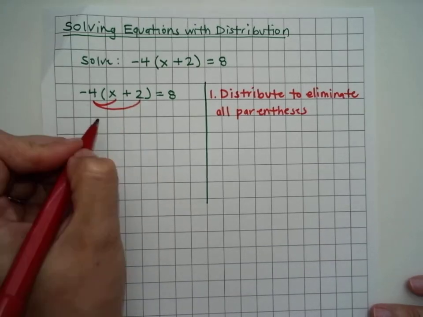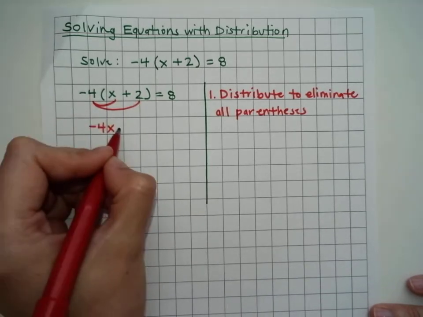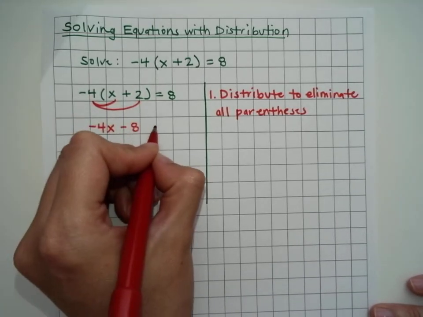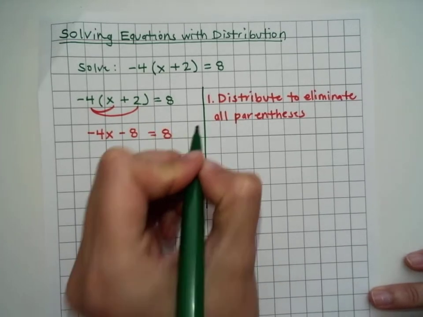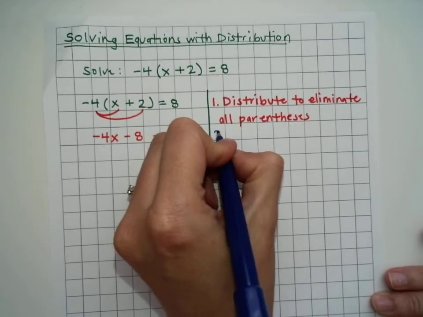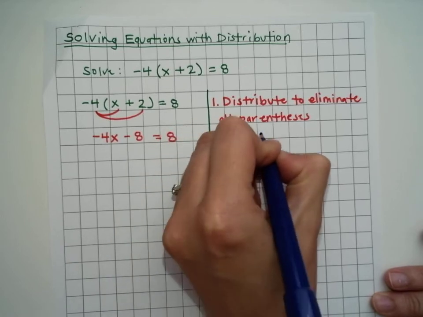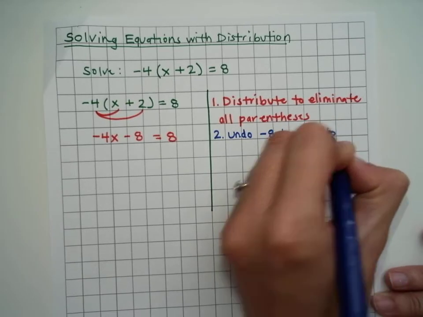Everything inside the parentheses. -4 times x is -4x. -4 times 2 is -8. And that's going to equal 8. Once you do that, it's just solving a two-step equation. So what would we do next? We would undo -8 by adding 8 to both sides.